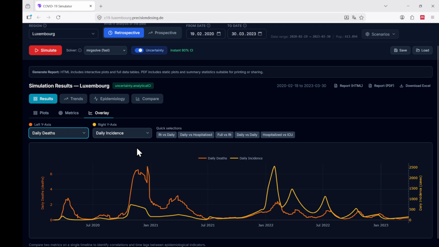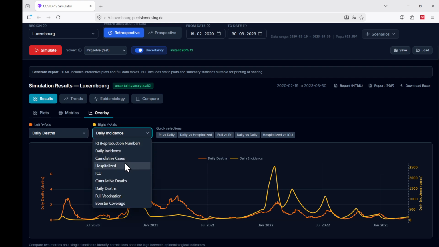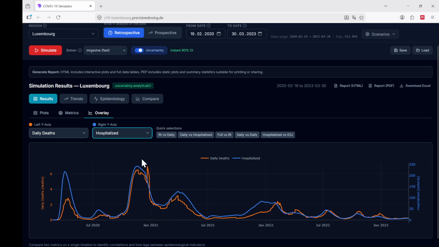When comparing daily deaths to incidents, for example, there are shifts in the relationship between both, but when comparing deaths to hospitalizations, they follow each other more closely.